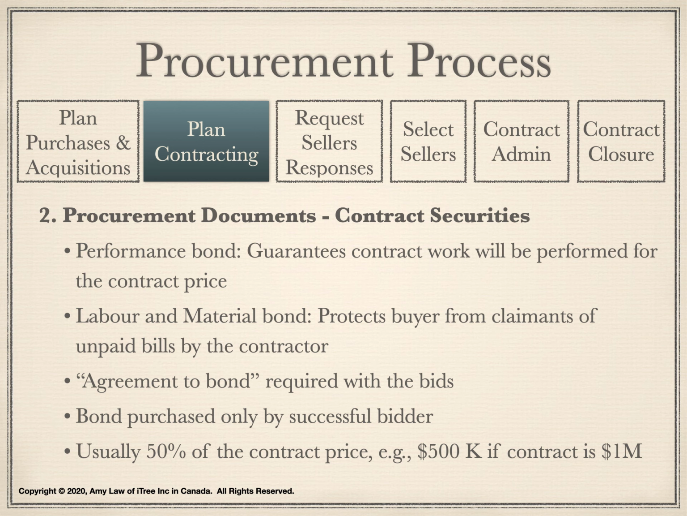Contract securities consist of performance bond and labor and material bond. The performance bond guarantees contract work will be performed for the contract price. The labor and material bond protects buyer from claimants of unpaid bills by the contractor. The agreement to bond is required with the bids. Bond purchased only by the successful bidder. It is usually 50% of the contract price. For example, the bond is $500,000 if the contract is $1 million.